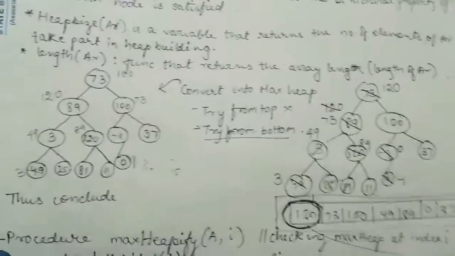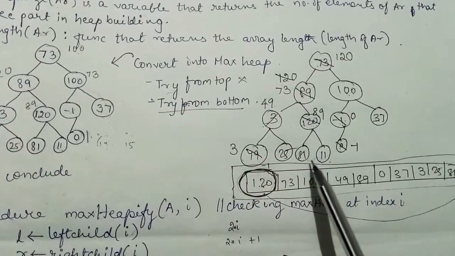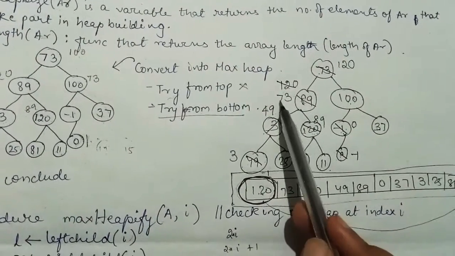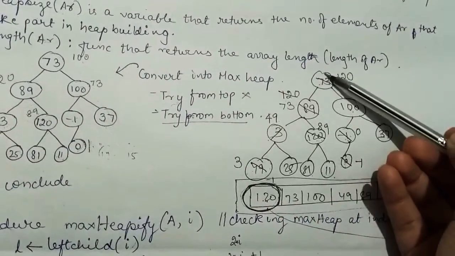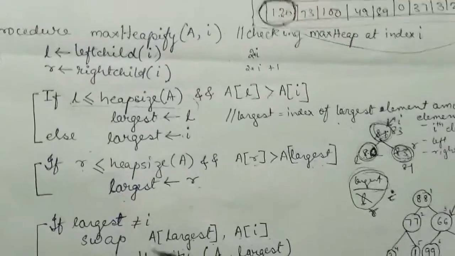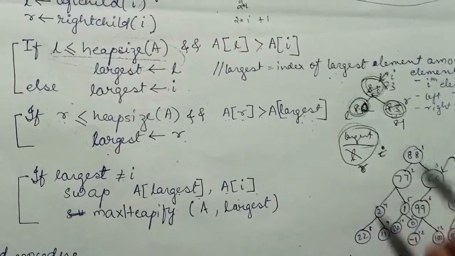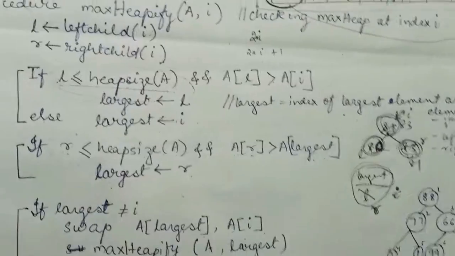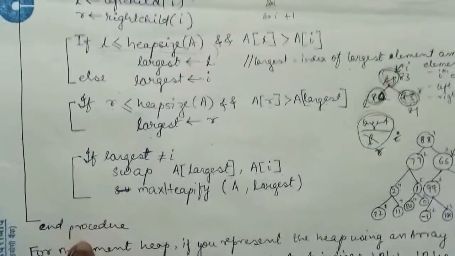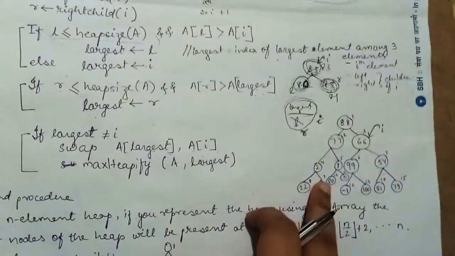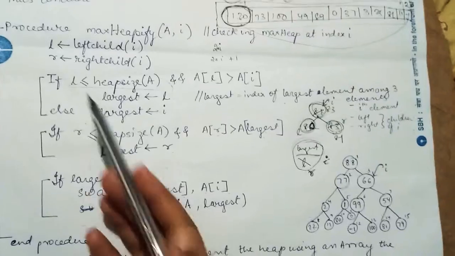Whatever we were doing here, we were checking for this thing, and then we were seeing the 73, and here we were going from bottom to top. But here, since we are doing this recursion, we are going from top to bottom. Okay, and then the procedure ends. So with this example, let us see this function.